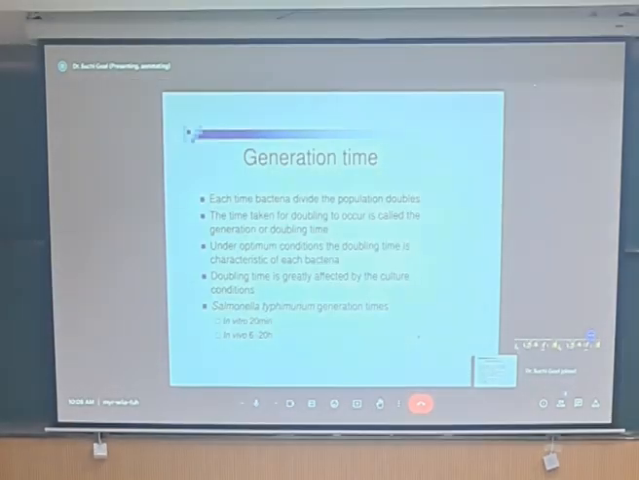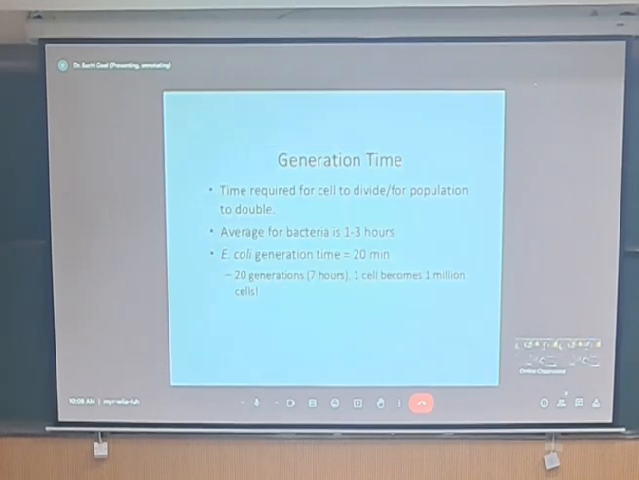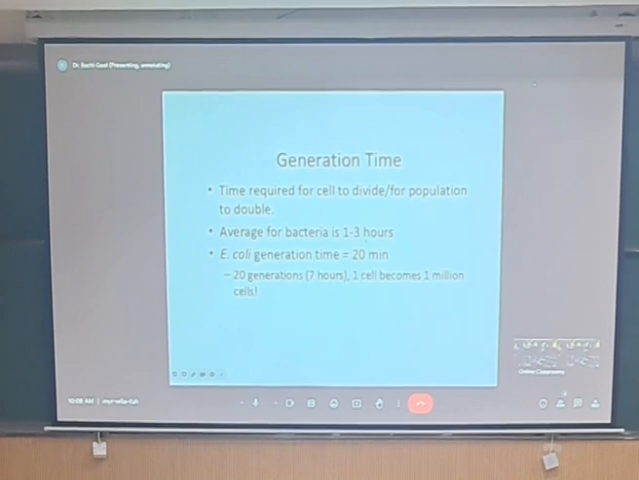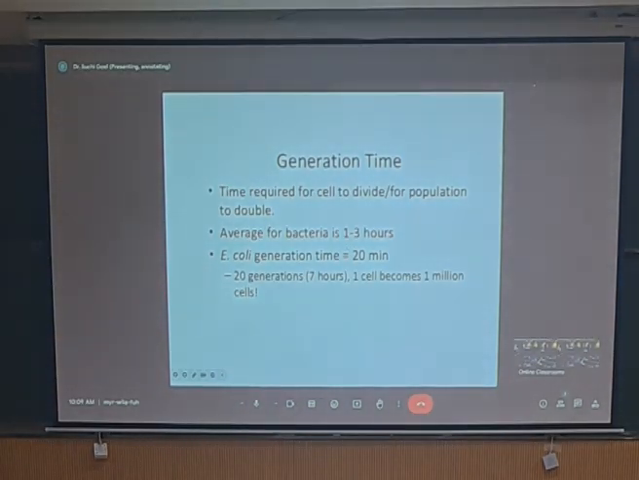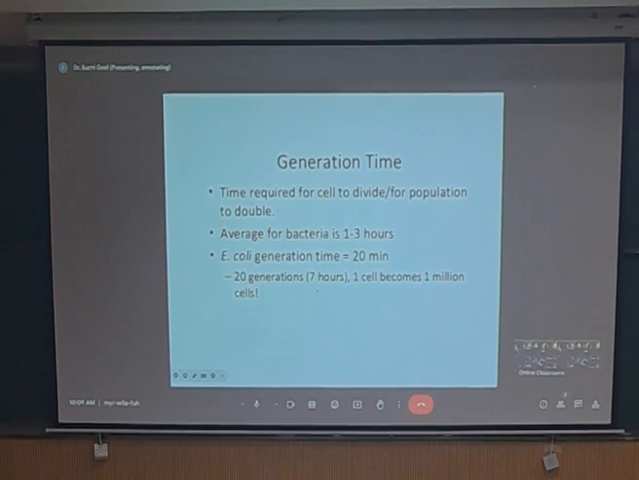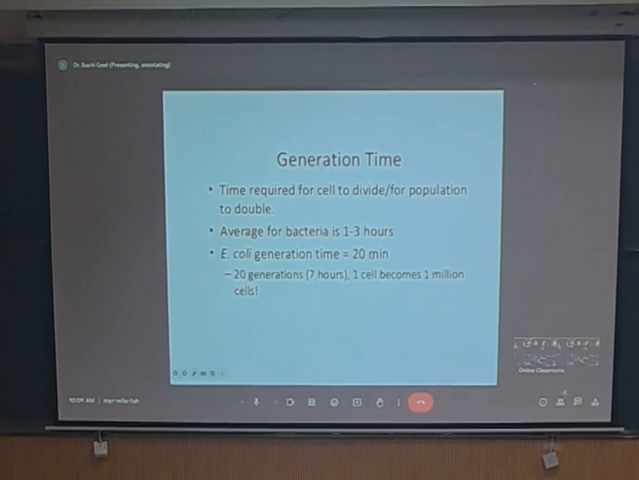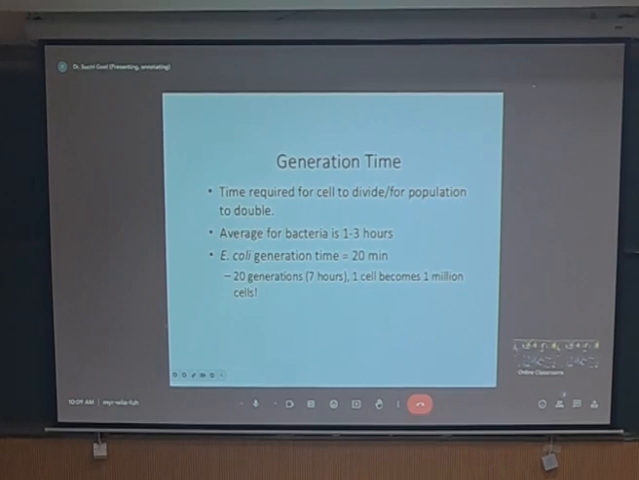Okay, so what you have is your generation time. Generation time is defined as the time required for a population to double. Average for bacteria is 1 to 3 hours. E. coli generation time is 20 minutes. So in 20 generations, in 7 hours, one cell becomes 1 million cells. You will have 1 million cells basically from one bacterial cell, because the generation time is 20 minutes. But if I have another bacteria like Salmonella, and it has a generation time of 6 hours, your final number will be very different. The generation time is very important to calculate the final load of a bacteria in a population.